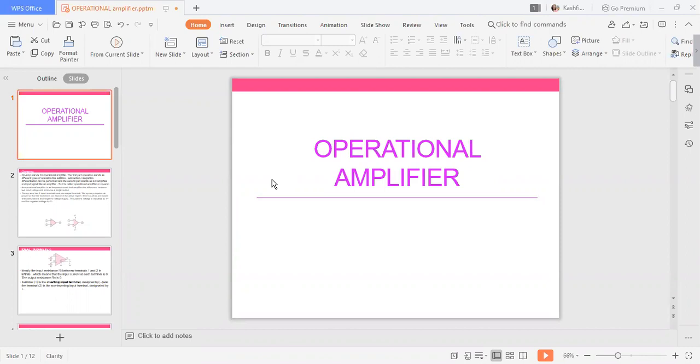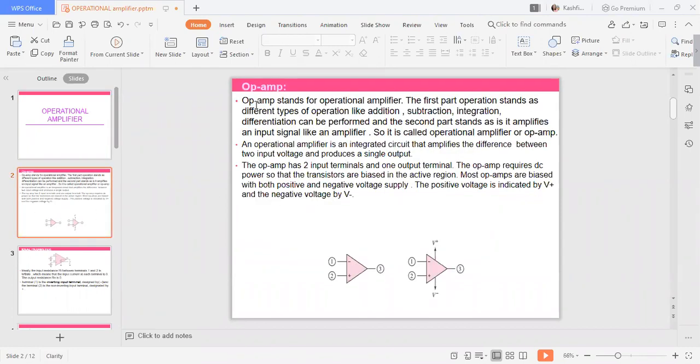So in today's tutorial, I am going to discuss a new topic, that is the operational amplifier. Op-amp stands for operational amplifier. The first part, operation, means different types of operation like addition, subtraction, integration, and differentiation can be performed. And the second part means it amplifies an input signal like an amplifier. So it is called an operational amplifier or op-amp.